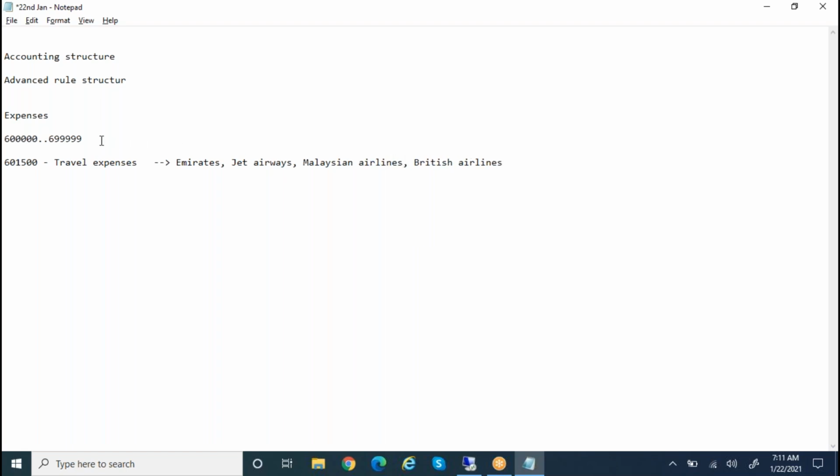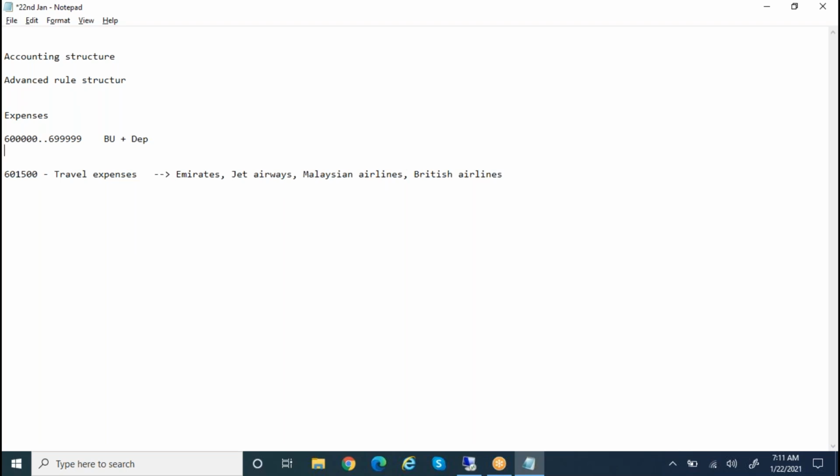Then what do I need to do? For these accounts, I want business unit plus department. But for this account, 601500, I want the structure business unit plus department plus airways. This is my requirement. Then what do I need to create? Initially if I have created like this, it will not be fulfilled.